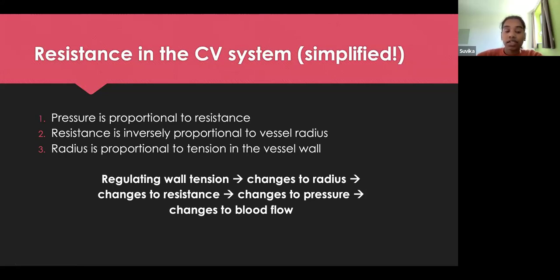And your radius itself is proportional to the tension in the vessel wall. So the greater the tension, the more it's squeezing in or tightening that lumen of the capillary or vessel. So your radius is going to be smaller as well.